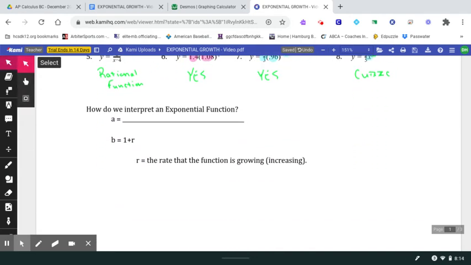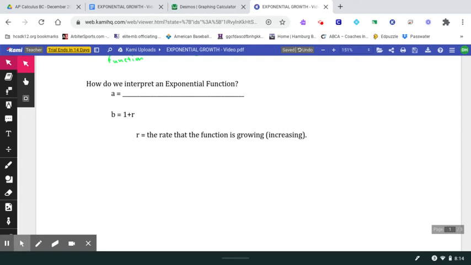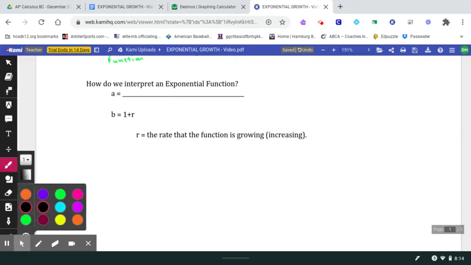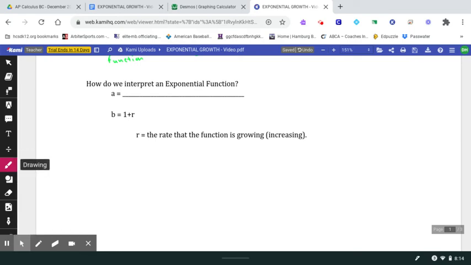So how do we exactly interpret an exponential function? What kind of information can we gain from it? So the value of a is really, really special. What I like to call the leading coefficient measures the initial amount. So maybe we're using this function to describe or model the population of Hamburg, or the number of Skittles you've eaten throughout the day, or anything you can imagine. The a is going to represent the initial amount.